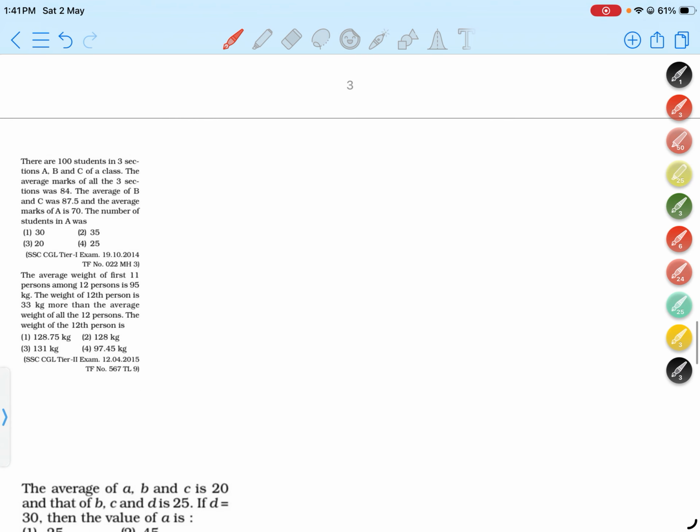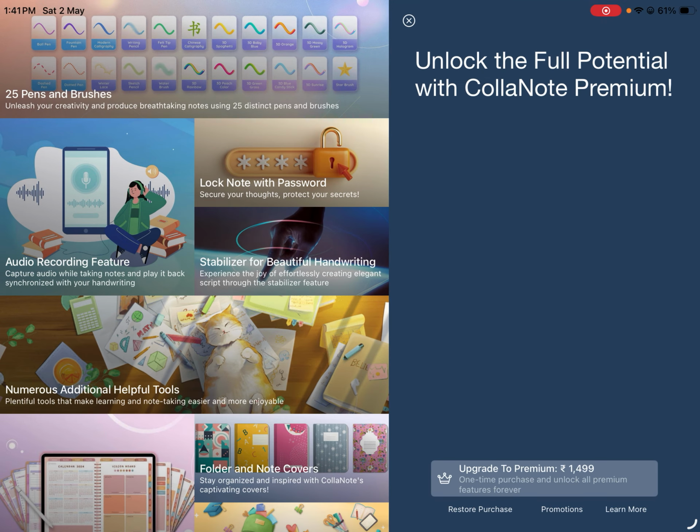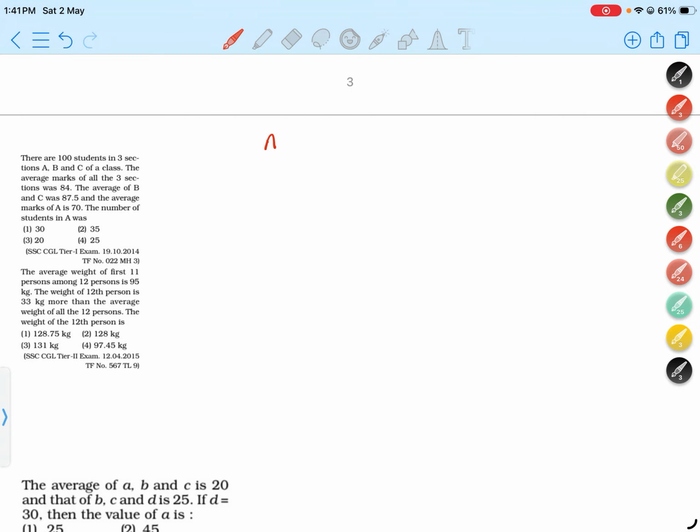Over here it says that there are 100 students in 3 sections A, B and C of a class, where the average marks of all 3 sections was 84. It is also given that the average marks of B and C is 87.5 and that of A is 70. What is the number of students in A? You can check it, or do it yourself using the basic method, but to do it a little faster, I will be solving it using the method of deviation.